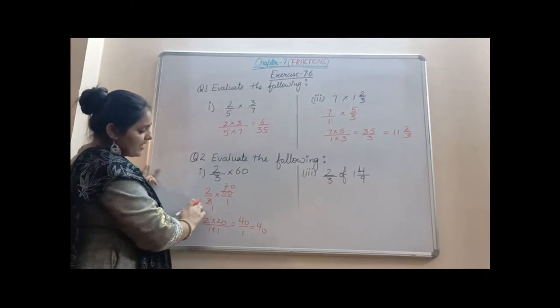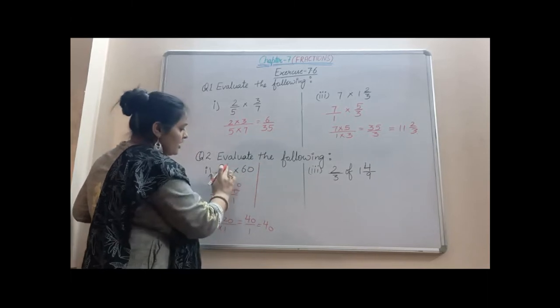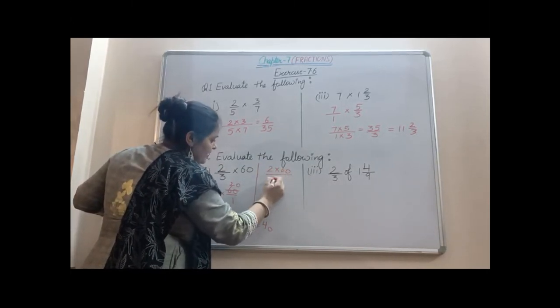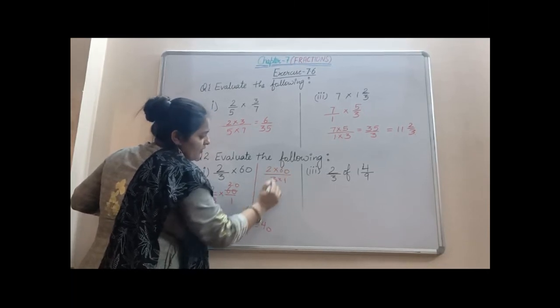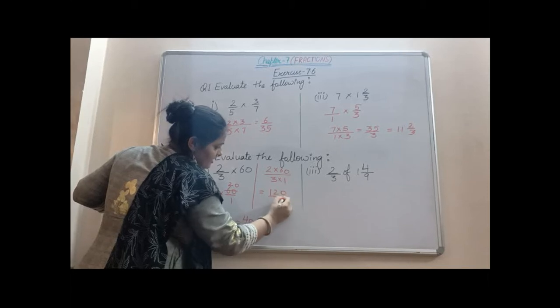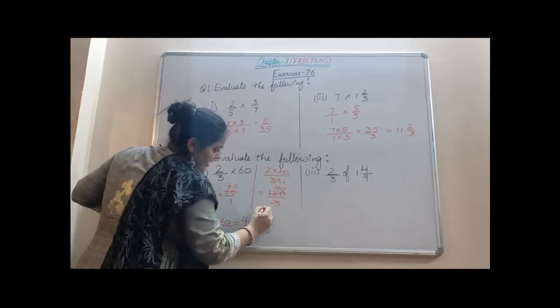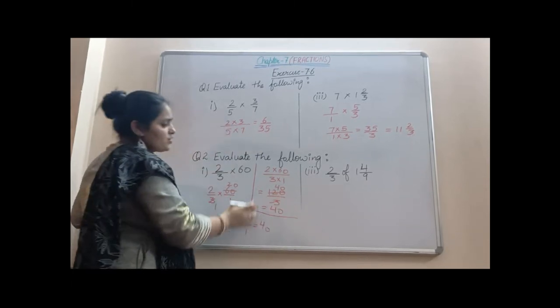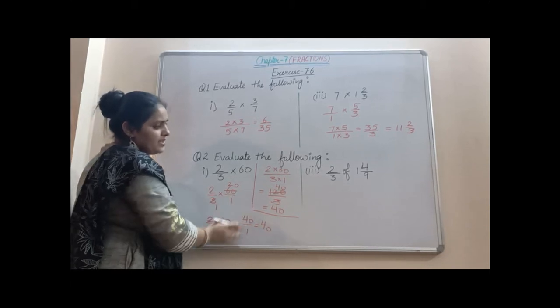This is the first method by cancelling out the common factor, and we can do it directly also, like 2 into 60, numerator into numerator, divided by denominator 3 into 1. So this will be 120 divided by 3. Now we can cut this 120 by 3. So this will be 40, and in this also we get our answer 40. So whatever method you are going to use, this method or cancelling the common factor, your answer will be the same.